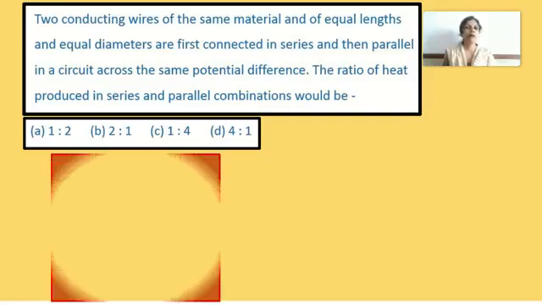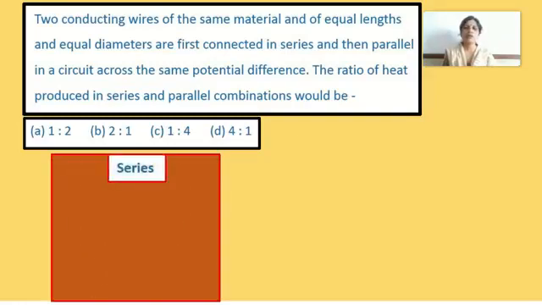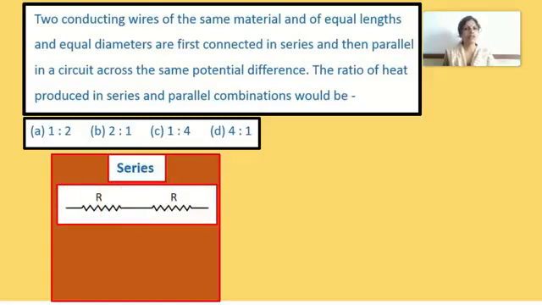Let's first think about series combination. Two wires in series combination will look like this. Let's consider that the resistance of the two wires is R and R, both are connected in series, end to end. So its total resistance would be Rs is equal to R1 plus R2. R1 is R, R2 is R we have taken, so it is 2R.